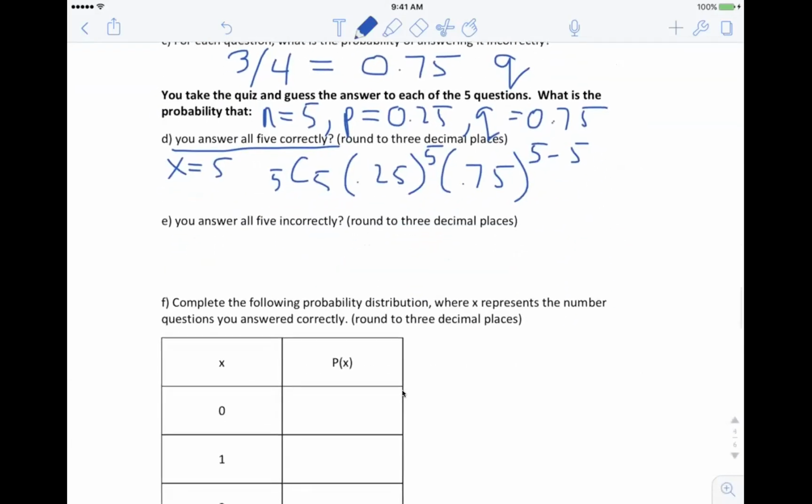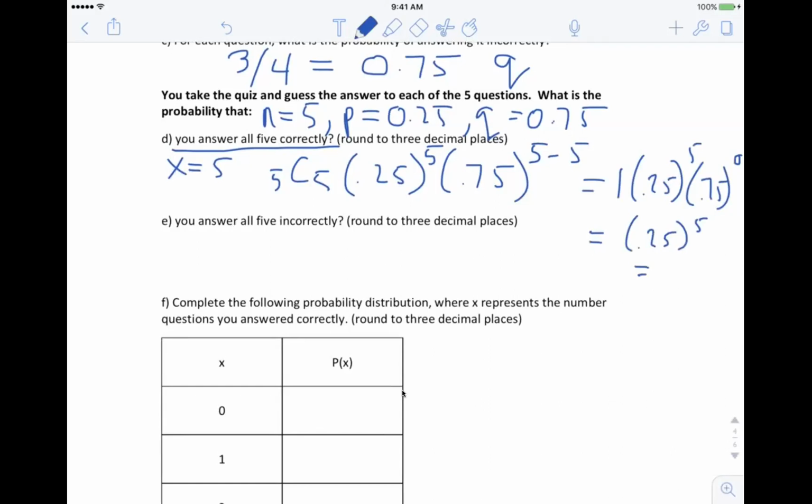Now I have something I can calculate, right? 5 choose 5 turns out to be just 1, and 5 minus 5 over here is 0. So this simplifies to 1 times 0.25 to the power of 5 times 0.75 to the power of 0. If you remember from algebra, anything to the power of 0 is 1, and if you multiply things by 1, you get the same thing back. So we don't even have to write those ones. This boils down to 0.25 to the 5th power, so I've jumped to my calculator: 0.25 raised to the 5th.